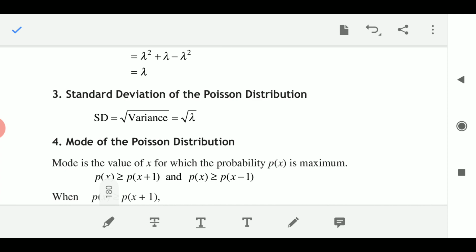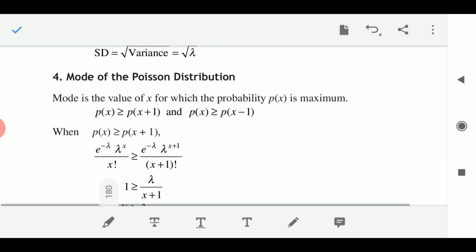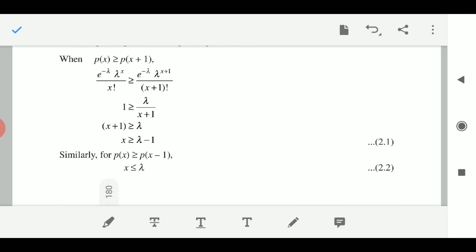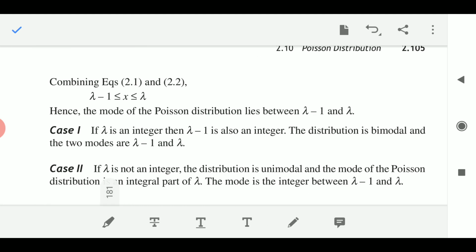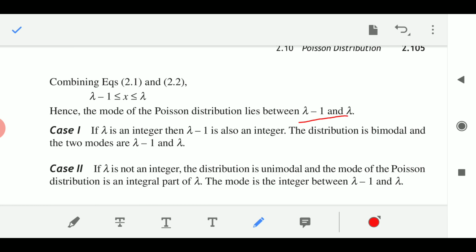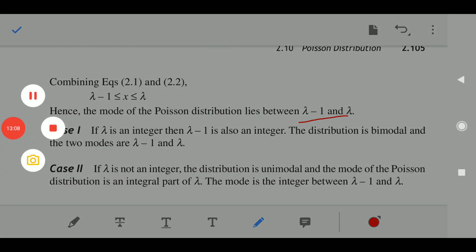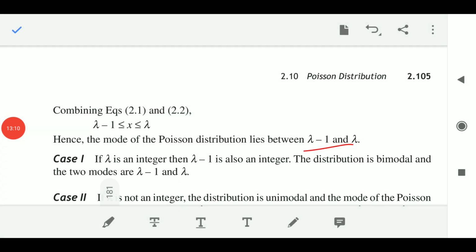Okay, mode of Poisson distribution. You just go through this mode part also. You will see that the mode of Poisson distribution lies between lambda minus 1 and lambda. Okay, we will discuss some examples related to Poisson distribution in the next video lecture.